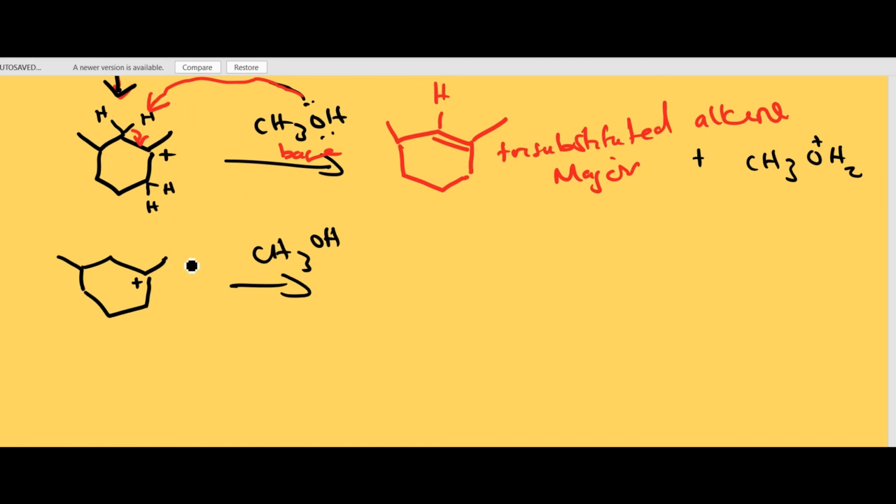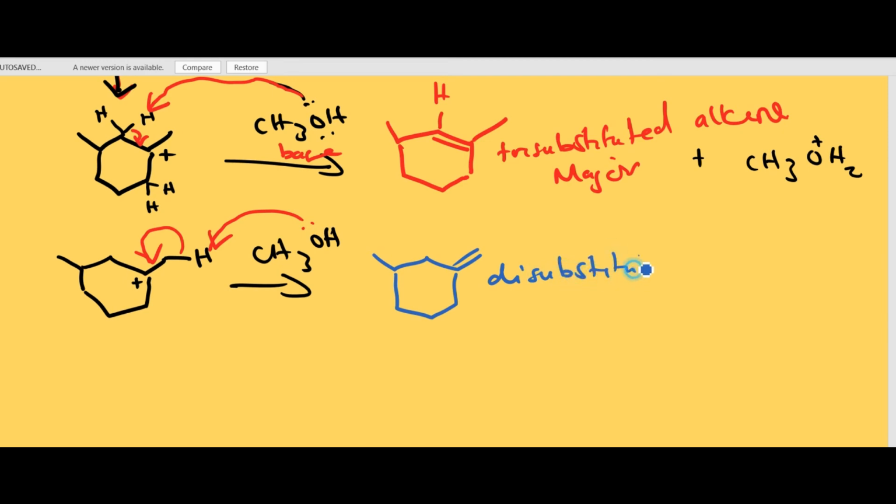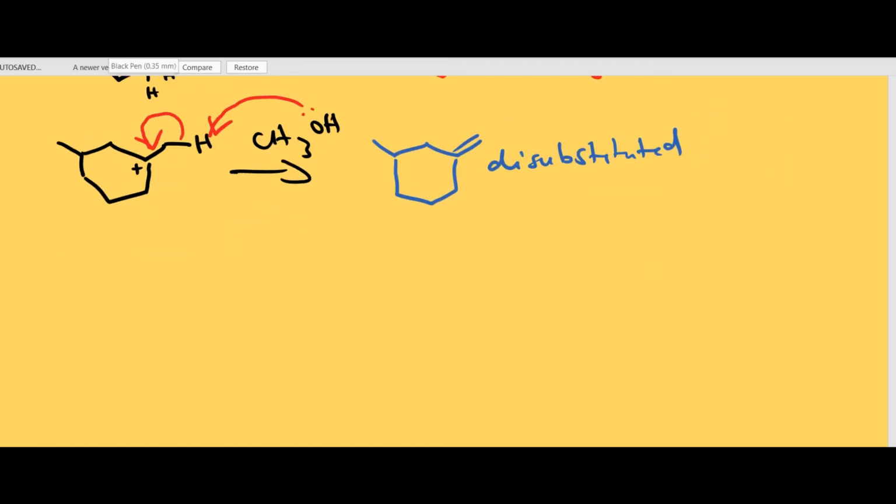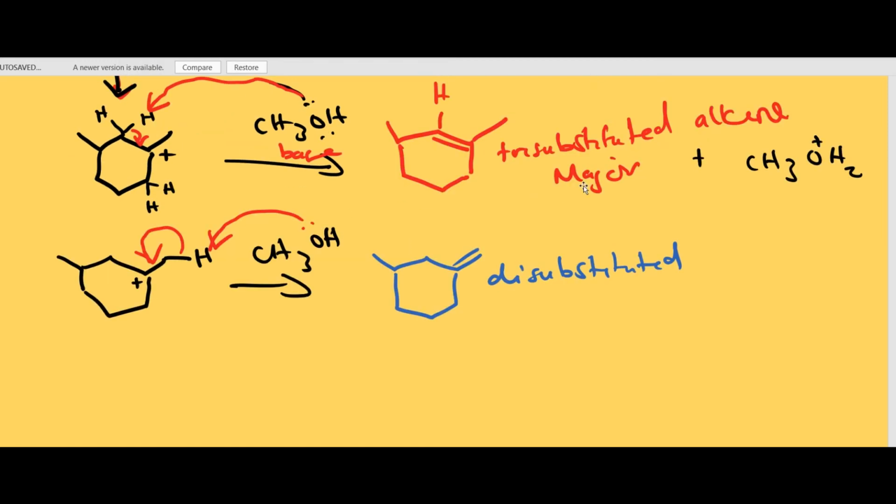Now let's obstruct this other beta hydrogen possible. If it chooses to go that way, then you're going to get the first minor product. With this time your double bond outside, this is disubstituted. Okay, and that's why it's a minor compared to the trisubstituted according to Zaitsev rule. Zaitsev rule wants you to form products, alkene products that are more substituted.